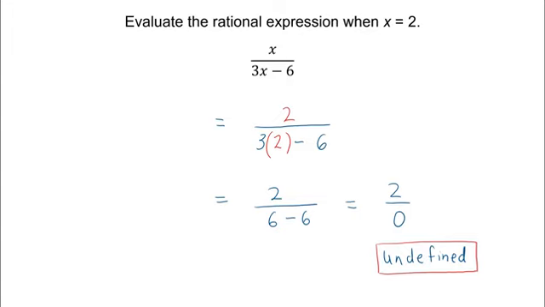So from this example, we can see that there are certain values for x that are not allowed. 2 is a restricted value because plugging in 2 for x gives us a 0 in the denominator of our fraction. We say that 2 is a restricted value of the variable.